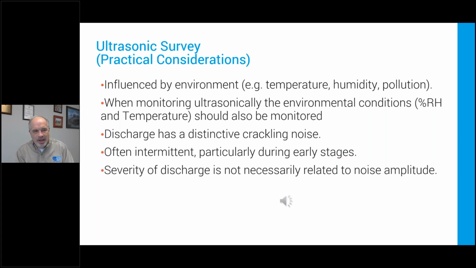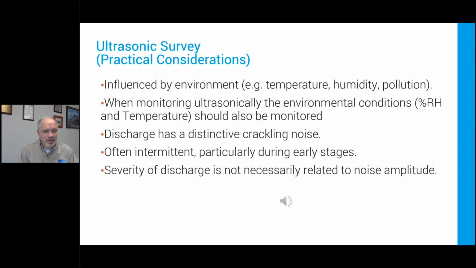I also want to make sure that I keep track of that survey. What were the conditions today? What was the relative humidity? What was the temperature? So as I go back year after year, I can see, oh, it was a lot more humid last year than it was this year. So I'm not too surprised that the sound went down. Doesn't mean the problem went away, but the sound might go away.